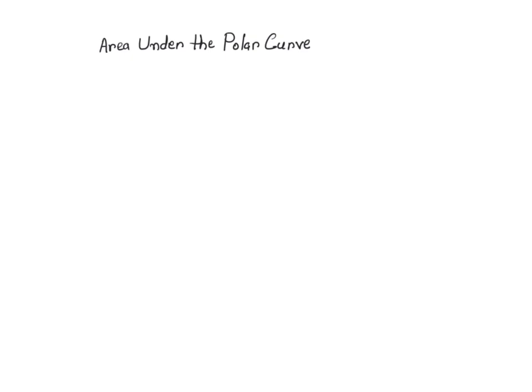In this video, I'm going to talk about area under the polar curve. In particular, I'm going to talk about this polar relation, r is equal to 6 cosine of theta. Now, you probably already know this is actually a circle.